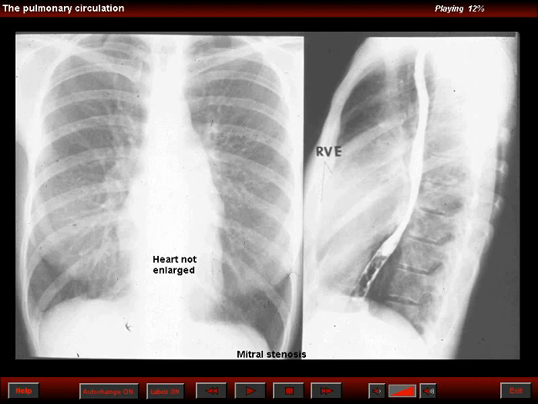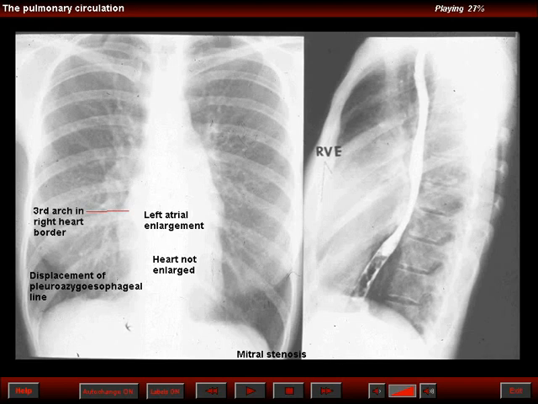in the frontal projection, the presence of left atrial enlargement as manifested by a rounded density seen in the central portion of the heart with a lateral displacement of the upper portion of the pleuroesophageal line, and the presence of a third arch in the right heart border, the other two being the shadow of the superior vena cava or ascending aorta superiorly and the right atrium inferiorly. Between the two, a third arch is observed due to the lateral growth of the left atrium.